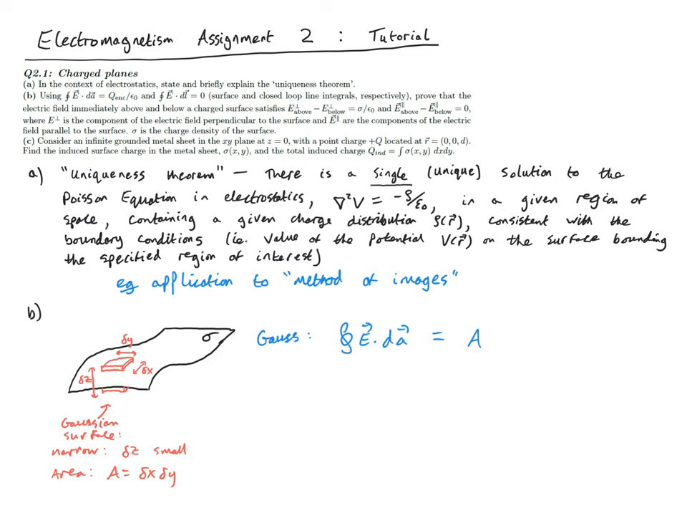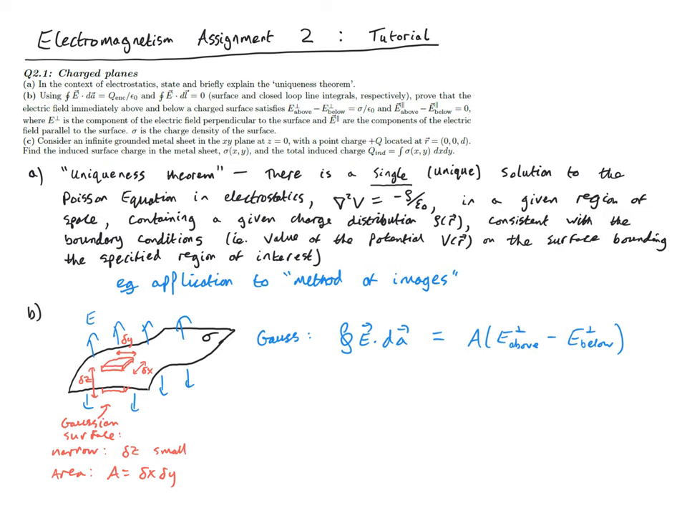It's going to be the area times the perpendicular component of the field above minus the perpendicular component of the field below, and the relative minus sign there is coming from the fact that the electric field lines are going to be pointing outwards from everywhere from the surface. If we have some charge located on the surface, then the field lines are going to be pointing like this on the top, but coming out in the opposite direction underneath.